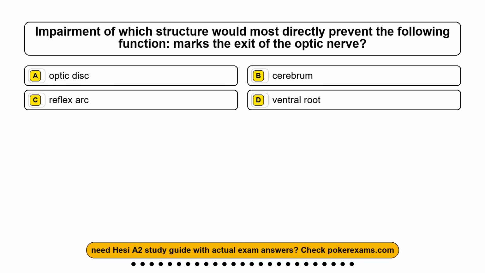Question 8. Impairment of which structure would most directly prevent the following function? Marks the exit of the optic nerve. Option A, optic disc. Option B, cerebrum. Option C, reflex arc. Option D, ventral root. The correct answer is option A, optic disc.